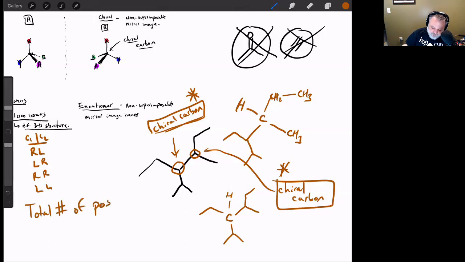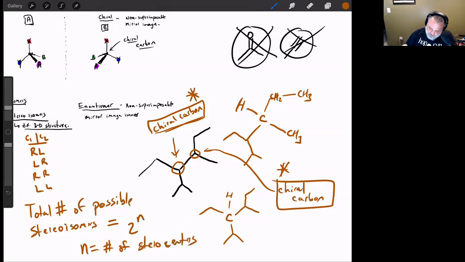of possible stereoisomers is equal to 2 to the n, where n equals the number of stereocenters. And so in this case, it would be 2 to the 2 equals 4. And if there were 3, it would be 2 to the 3. That equals 8 possibilities.